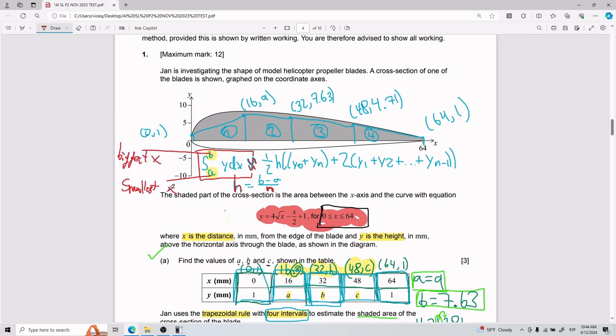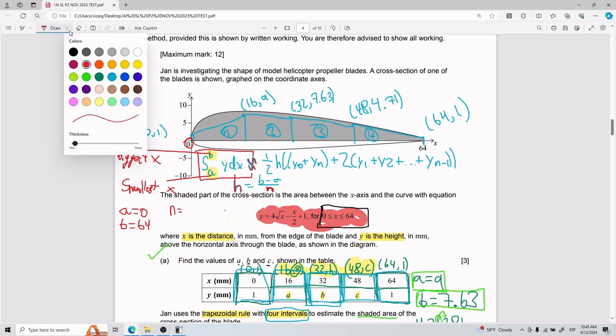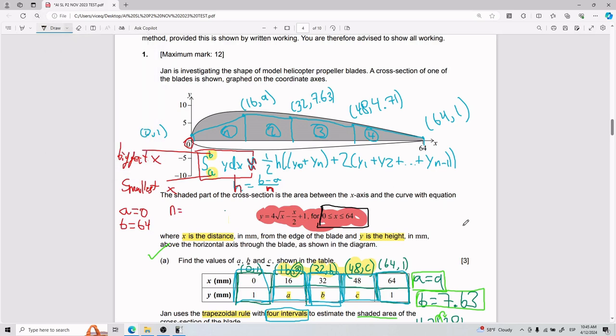That's pretty straightforward. So what's my smallest x? 0. So a equals 0 in this context. And your biggest x, 64. Okay. And now n is basically like the amount of y's you have. See? Now notice, basically this here is just going to be your last y.